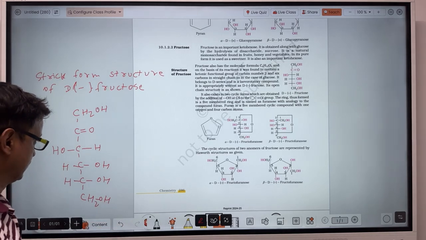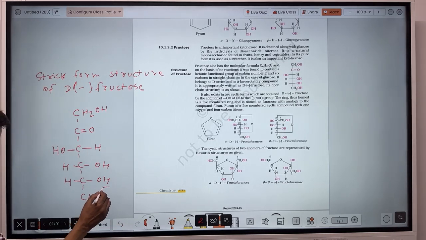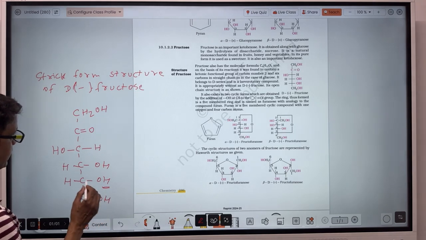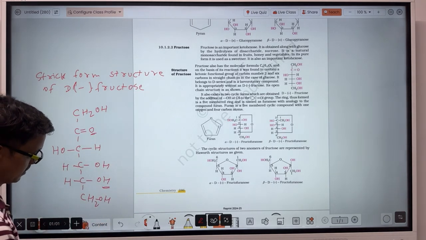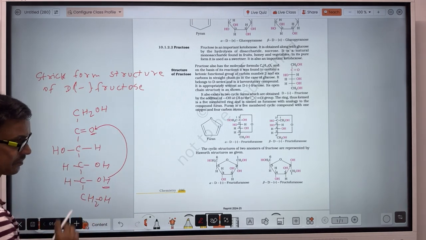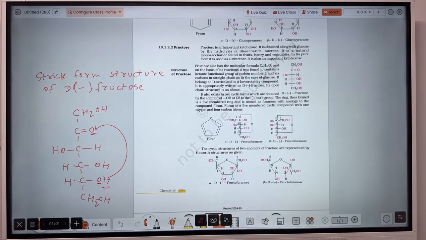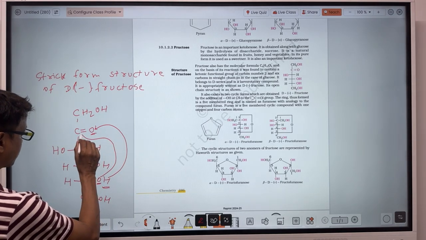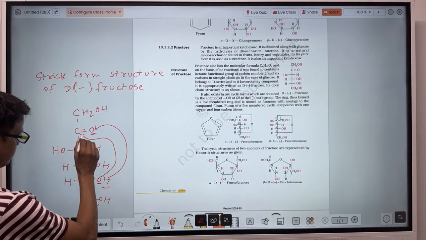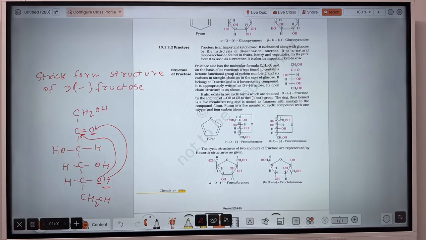Now, how to draw the cyclic structure? The hydrogen of the second last carbon atom will get bonded to this acyclic oxygen. When hydrogen goes to this oxygen, the valency of this oxygen becomes destabilized, and when this becomes OH, the valency of the carbon atom also becomes destabilized. So this oxygen will get bonded to this carbon.